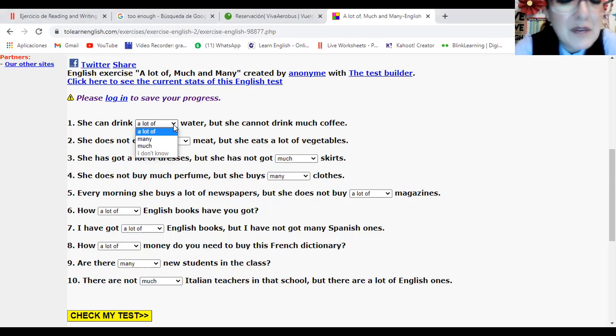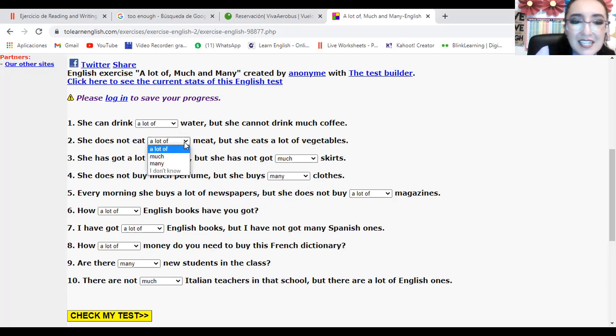But she cannot drink much coffee. What could the answer be? A lot of, maybe. Number 2, she doesn't eat a lot of meat, but she eats a lot of vegetables. She does not eat a lot, much, many, but she eats a lot of vegetables. Excellent. It will be uncountable because meat can be cut into small pieces.